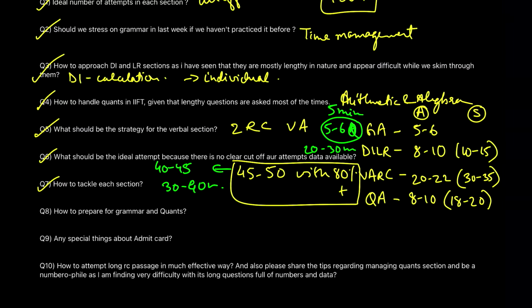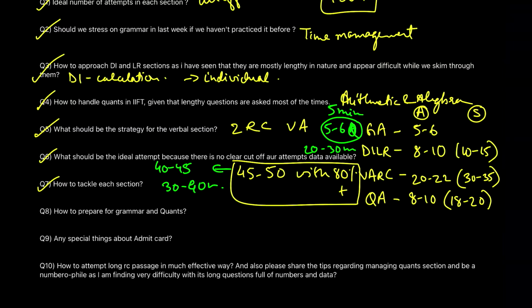And if you find that the QA is a weak area for you, then please allot more time to the DILR or the VARC section and just reduce from here. Give it only 15-20 minutes in the QA section to clear the cutoff and add those 10-15 minutes extra in the DILR or the verbal section to increase your score in that. Maximize your score in that.